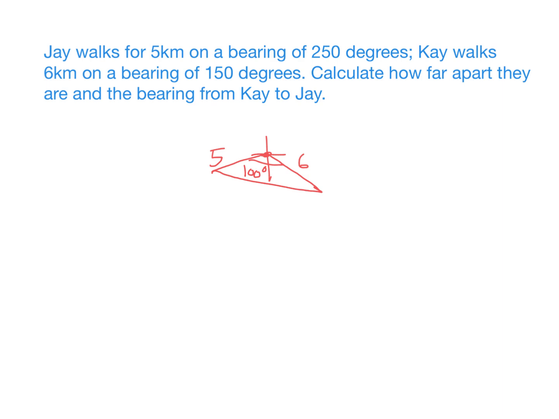Firstly, we're going to calculate how far apart they are. So we have that K is over here, J is there. We simply want this distance here, X. Now note here, we can't use SOHCAHTOA because this is not a right-angled triangle. We don't even need Pythagoras' theorem to tell us that. If you have a 100-degree angle in a triangle, you can't have a right angle also.